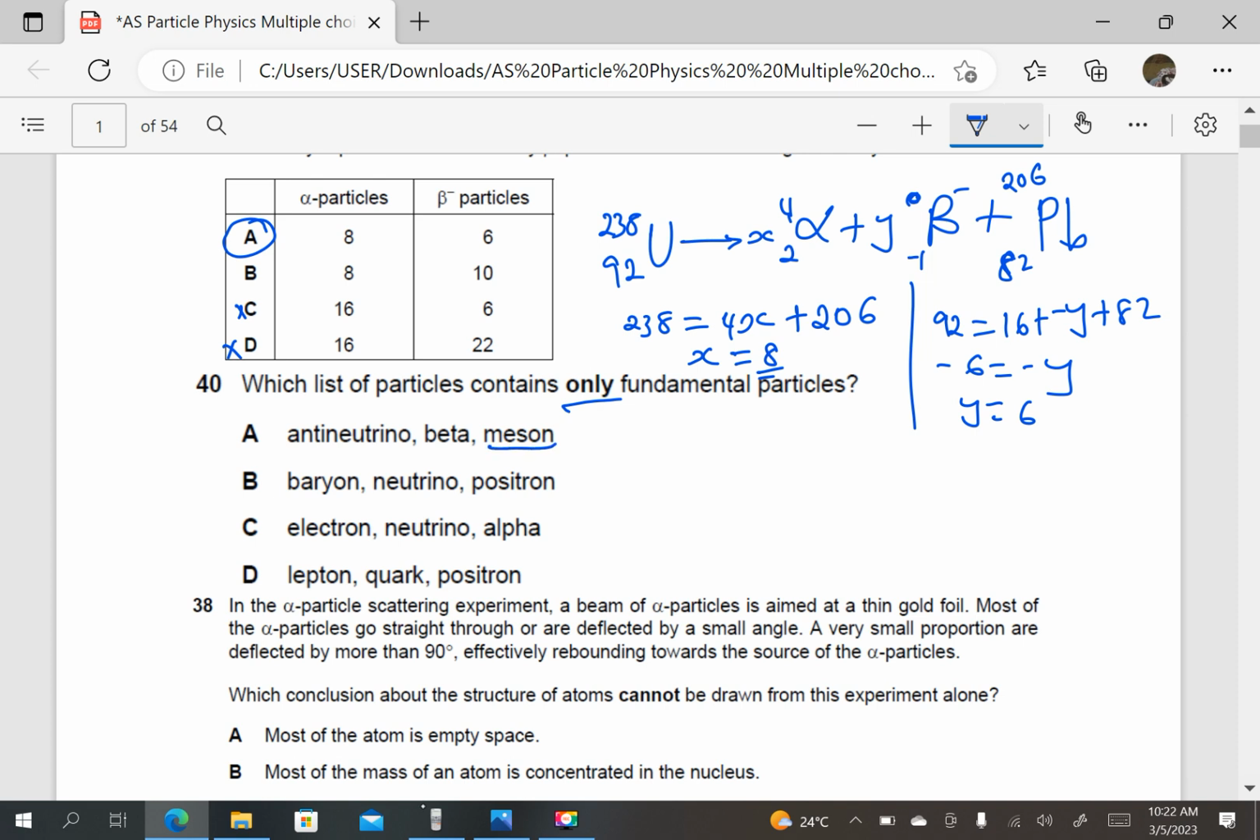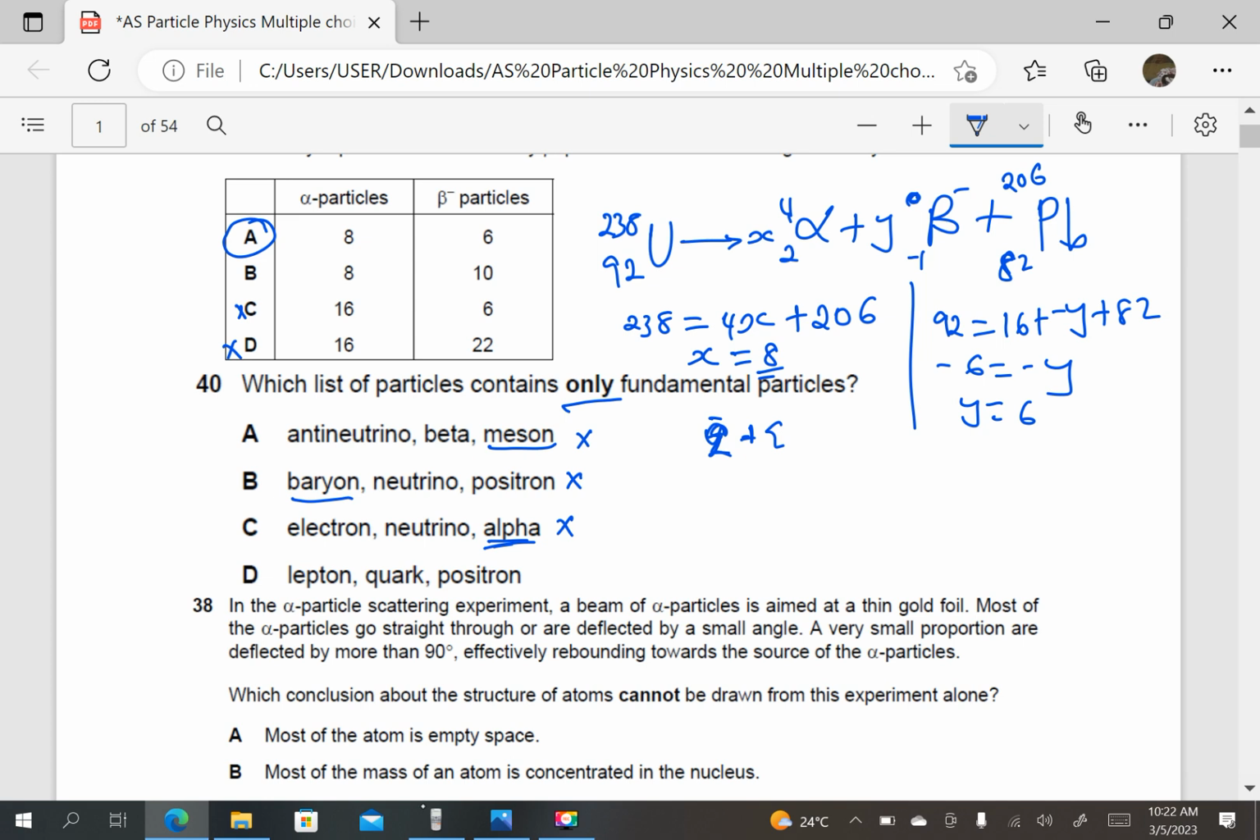We know that a meson is made up of a quark and an antiquark, so that means this column is not going to be fundamental particles, because a meson is broken down further. It is an antiquark and a quark. Baryons are either protons and neutrons. They are made up of quarks, so this one is not fundamental. Electron, neutrino, alpha particles. Alpha particles have protons and neutrons, so they are made up of quarks. That one is not fundamental.